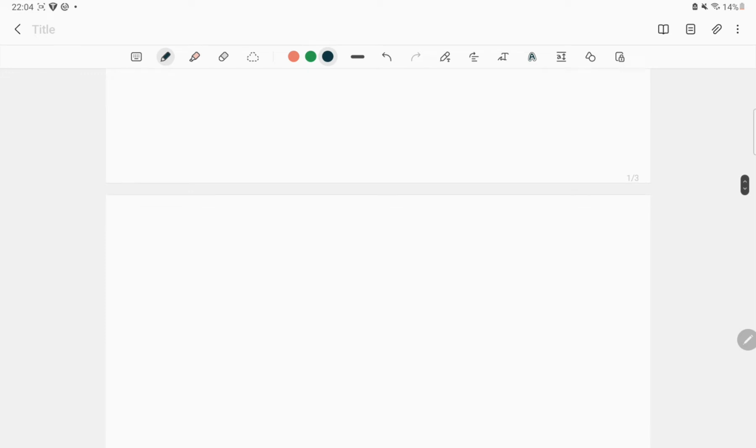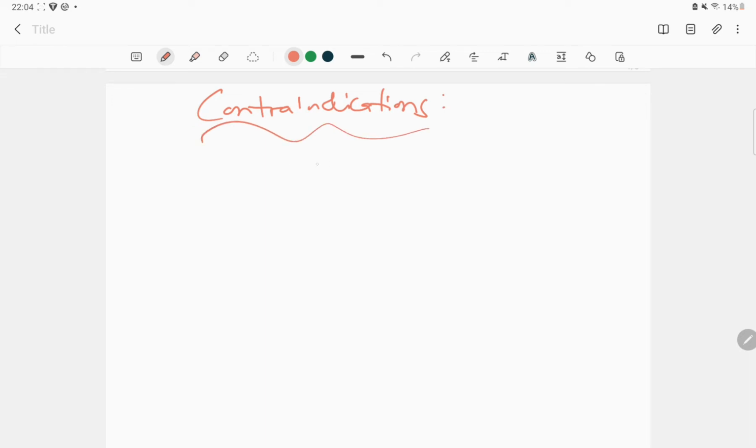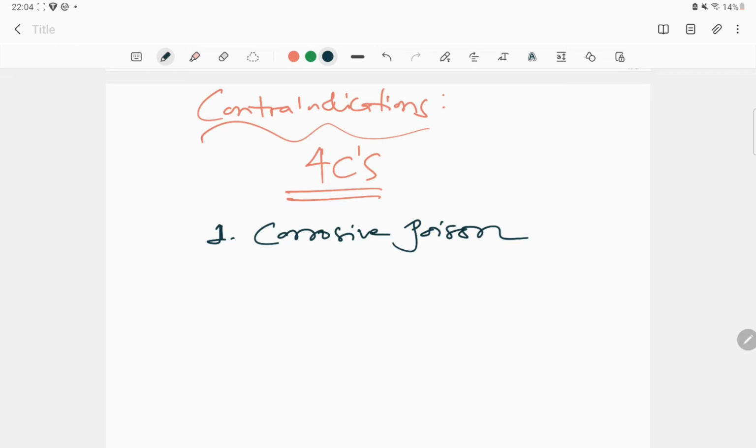Now, what are the contraindications of gastric lavage? In which cases can gastric lavage not be done? Just remember 4 C's. The first C is corrosive poison. If a patient comes with corrosive poisoning, you can't do gastric lavage. It can further damage the upper structures like the esophagus and the stomach. So gastric lavage is absolutely contraindicated in corrosive poisoning.